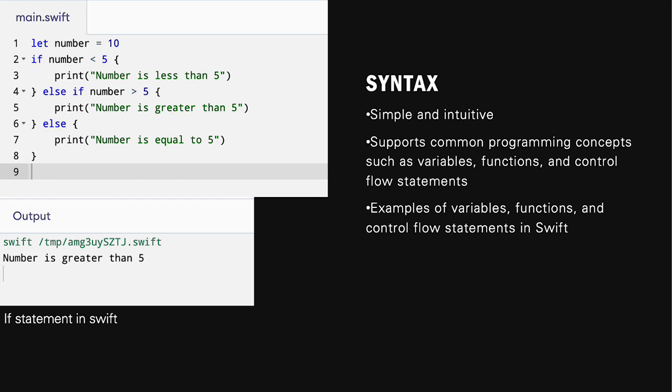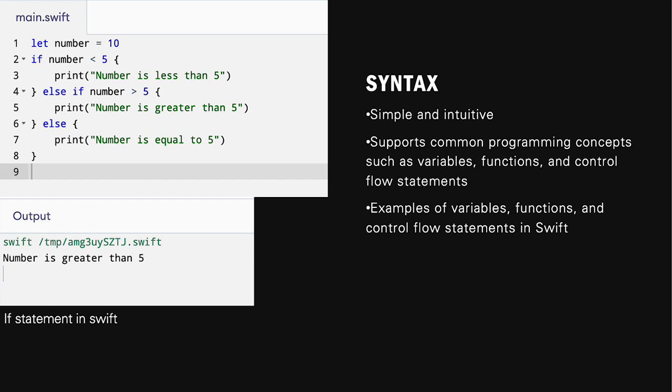Control flow statements in Swift include if statements, for loops, while loops, and switch statements. Here's an example of an if statement in Swift which is shown in the picture with a sample output. The program assigns a value of 10 to a variable called number, and then checks if it is less than, greater than, or equal to 5 using an if-else statement.